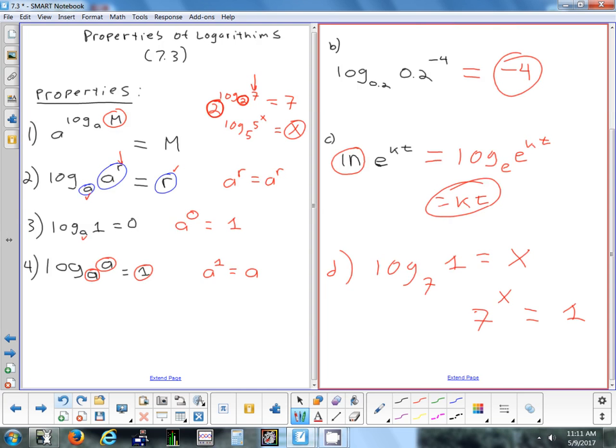Okay, so if you ever forget the rule, you could always change it back to an exponential problem and do it that way, but it's a little faster if we can just remember the rule when it's written as a log. So x is 0.